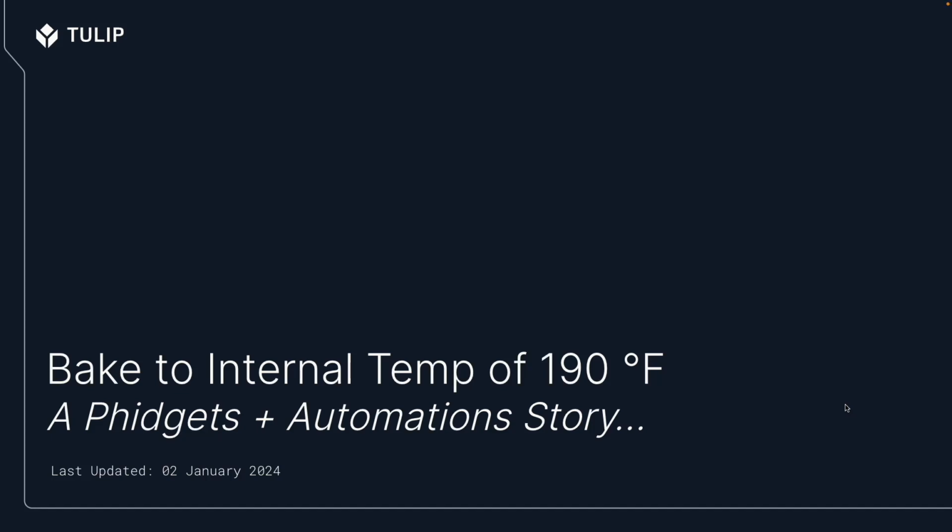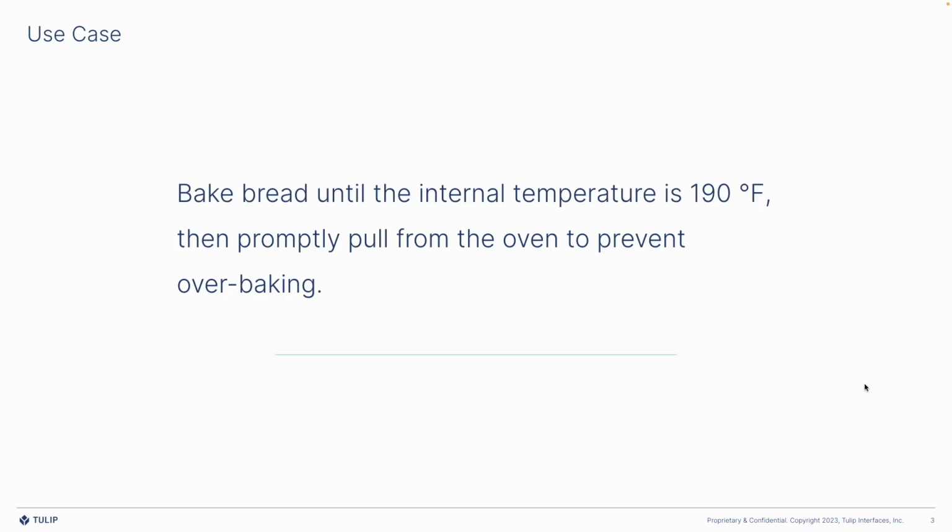And in this video, I'm just going to do a quick walkthrough on how to set up a simple sense and respond type capability using some third-party Phidgets and Tulip Automations. So here's the use case. You have some equipment that, say, does not have a PLC, so in practice you generally cannot read data from it or write data to it. And in this case, I'm just using a kitchen oven, and I want to bake bread until the internal temperature of that bread hits 190 Fahrenheit. Then I want to know as soon as it hits 190 and pull that bread from the oven to prevent the bread from over baking.